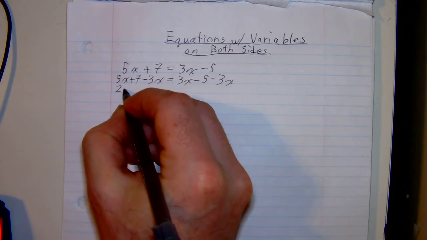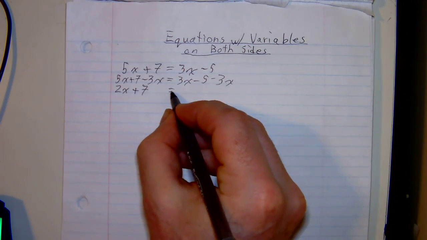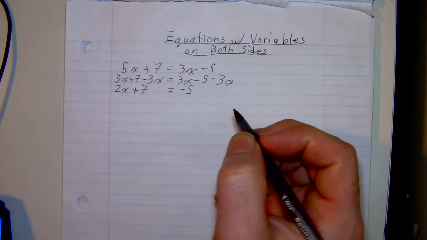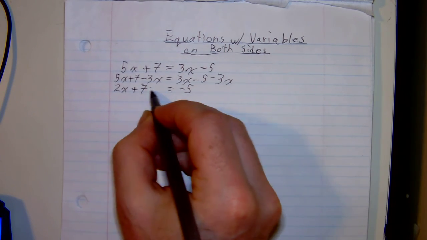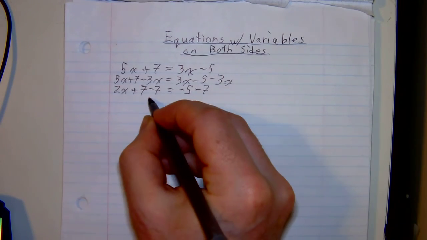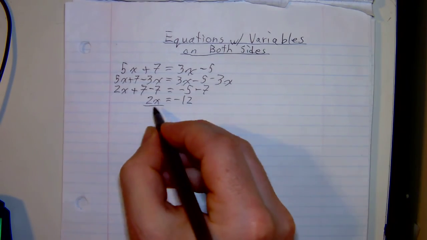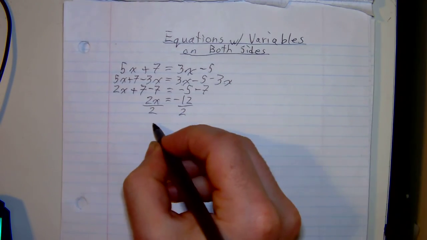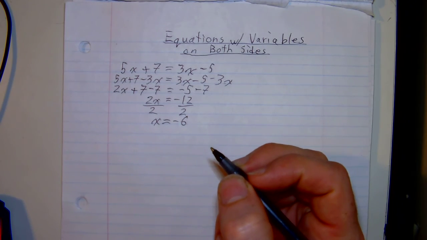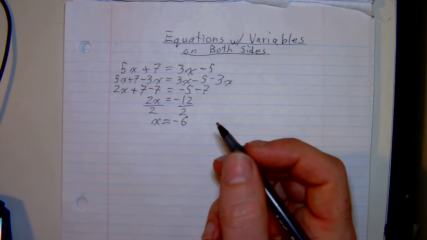5x minus 3x is 2x. 7 is unaffected. I'm going to leave some space there. 3x minus 3x is 0. We're left with negative 5. And now I have plus 7, so I'm going to subtract 7, and I'm going to do it on both sides. We end up with 2x equals negative 12. Divide by 2, divide by 2. x equals negative 6. So that is the key for solving equations with variables on both sides.